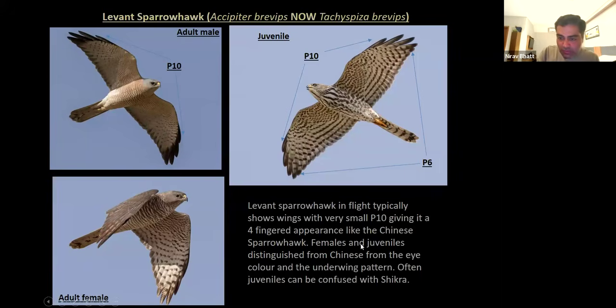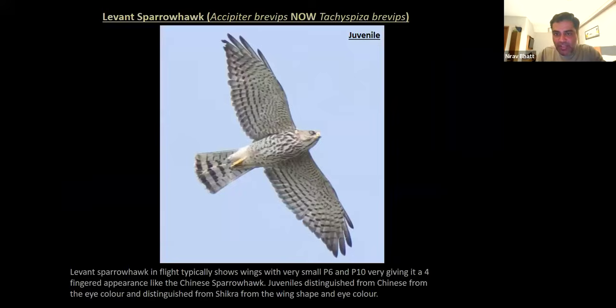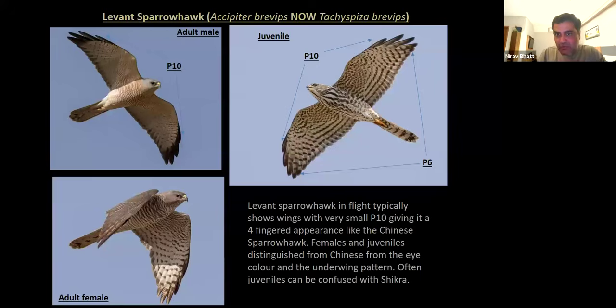Okay. So we'll read it out. It says 4-fingered appearance. 1, 2, 3, 4. The outer primaries are usually dark. The tips of the outer primaries are dark. This is an important pointer. Second, a prominent gular stripe, and the color of eyes is fainter brownish rather than very pale. So for us, we can often confuse it with Shikra when seen here.